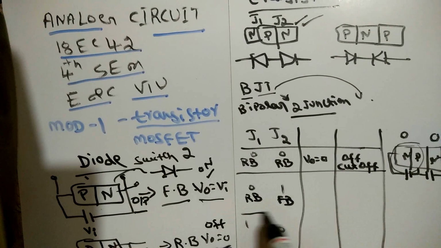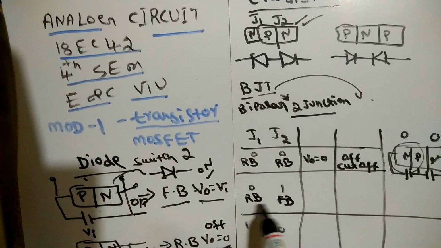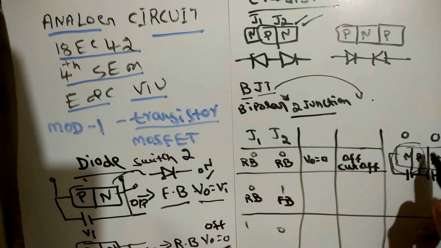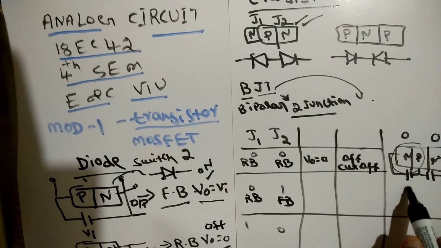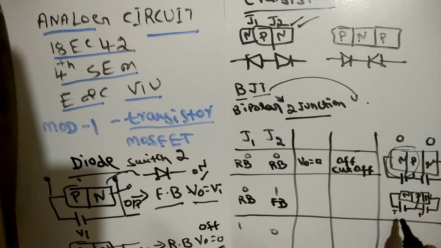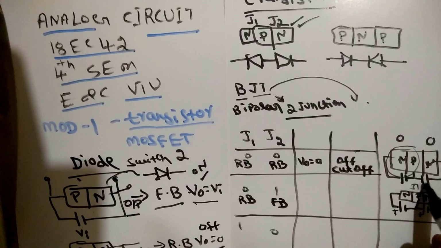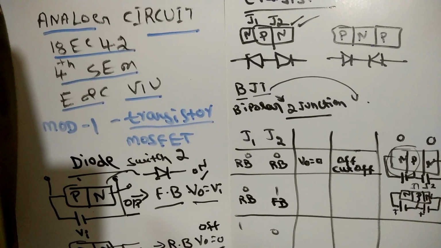Similarly, we can move to one more case, called reverse bias and forward bias. In this case, J1 is reverse biased. When you take this NPN circuit, the first junction, junction 1, is reverse biased because N is positive, and junction 2 is forward biased because P is positive on this side. So what happens in this condition?